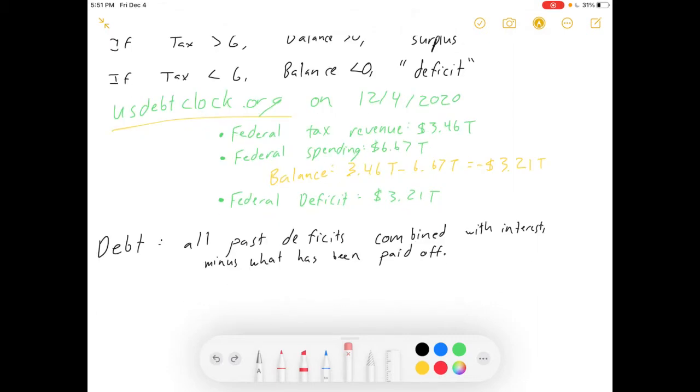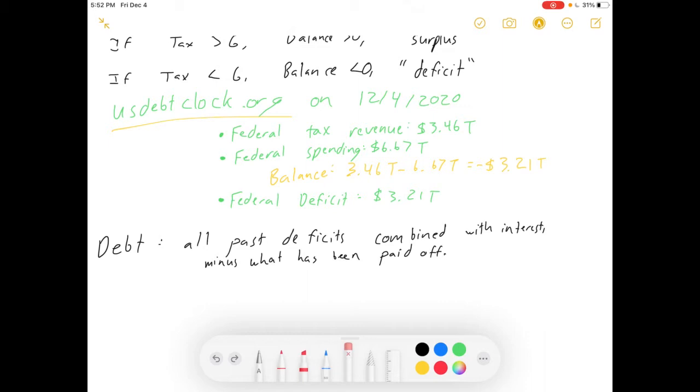Next concept is our government debt. This is not an academic definition, but what is the debt? It's all your past deficits plus interest minus what you've paid off. It's how much money you owe. So this year we had a $3 trillion deficit. Last year we had a $1 trillion deficit. Add the two together, and between those 2 years you've got $4 trillion of debt.